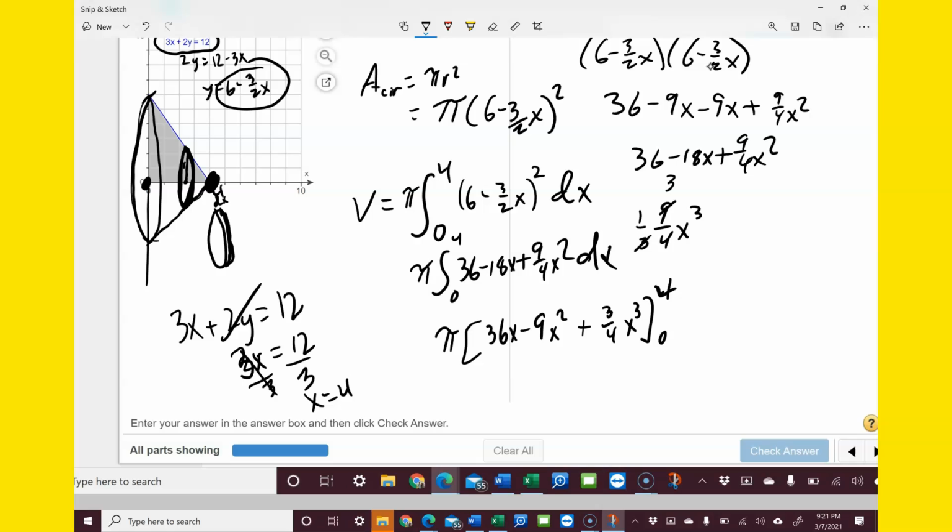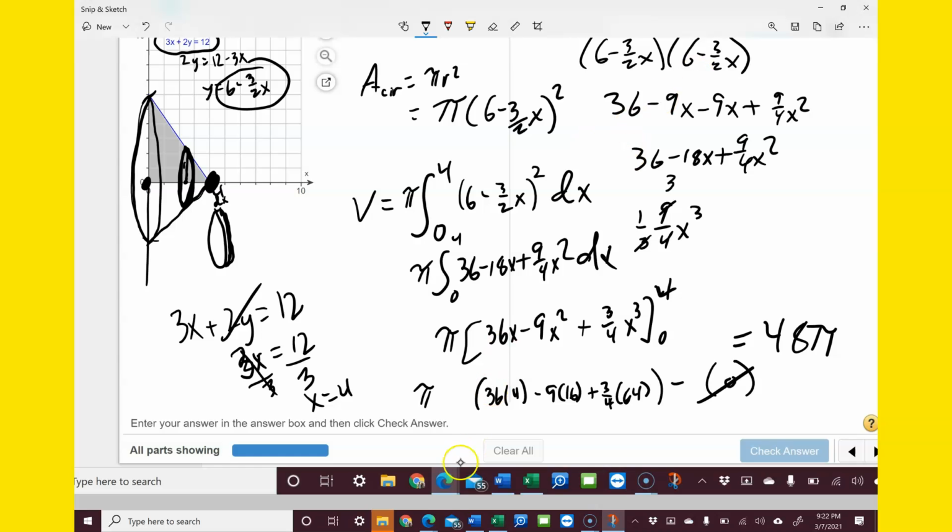And so just let me leave the pi out here for a second. 36 times 4 minus 9 times 16 plus 3/4 times 64, minus, well, all that, when I plug 0 in, I just get 0. So let me see if I can multiply all that and add it and use my calculator. 36 times 4 minus 9 times 16 plus 3/4 times 64. I get 48. So the answer should be 48 pi.